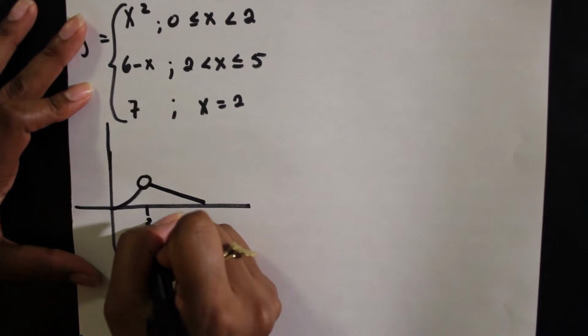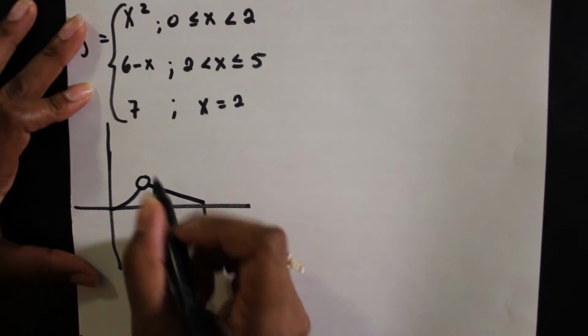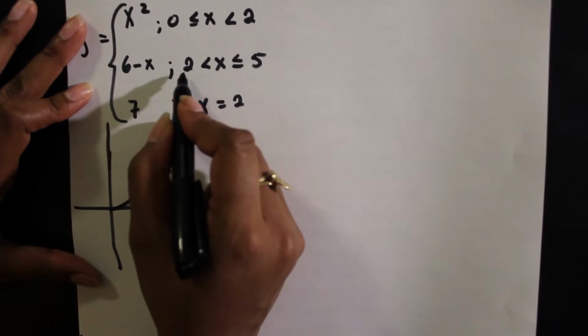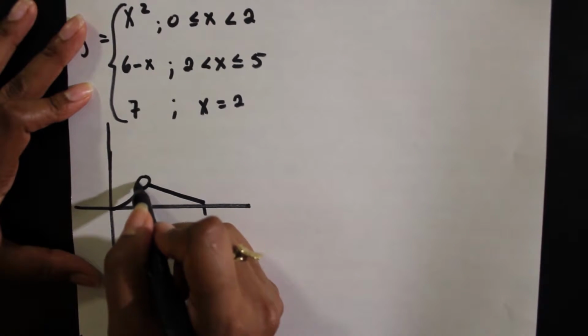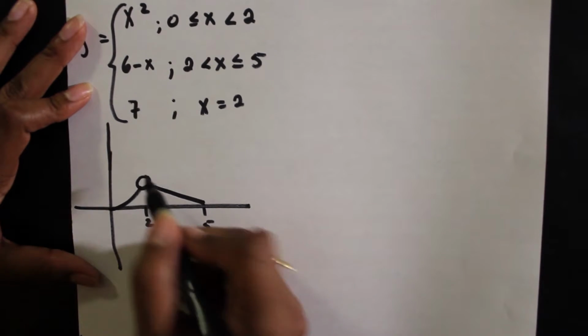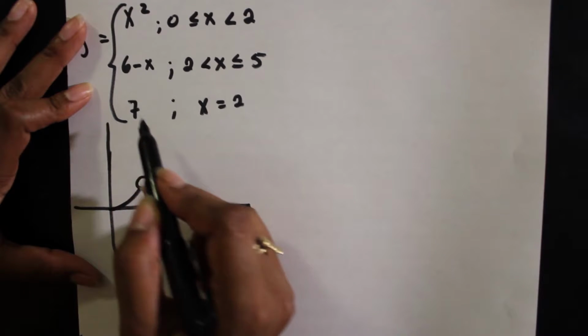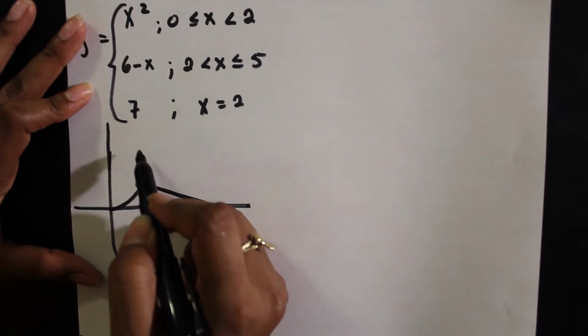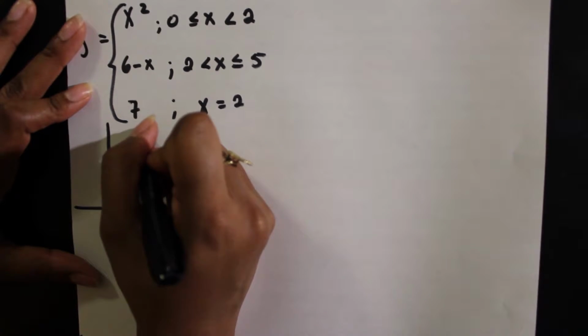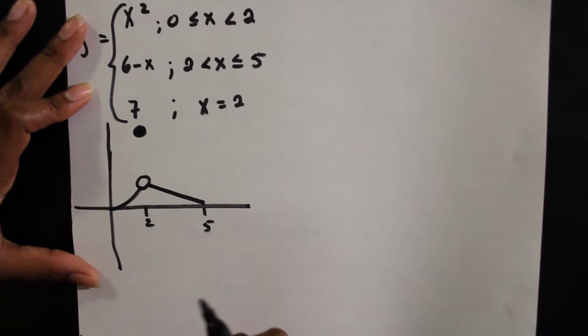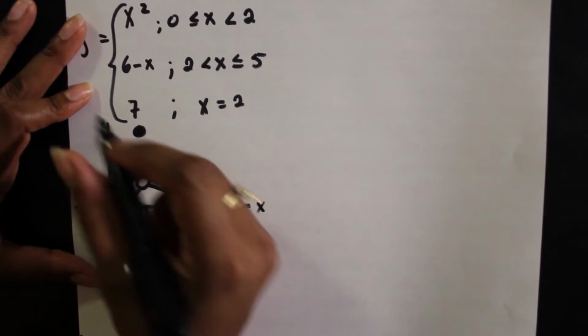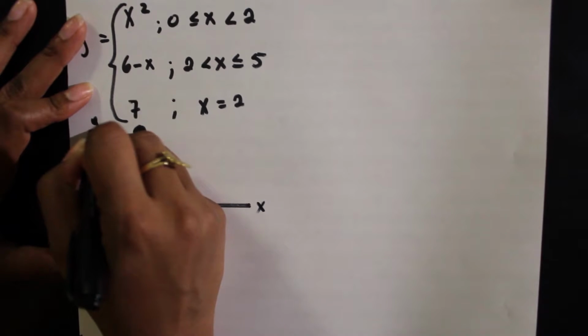So let's say this is 2, and this is 5. This does not include the 2 as well, so it will be an open circle. And then this part, at x equals 2, y equals 7. So it's a closed circle. So this is 7.